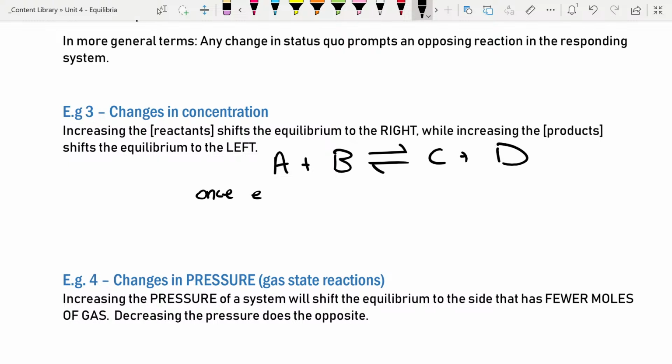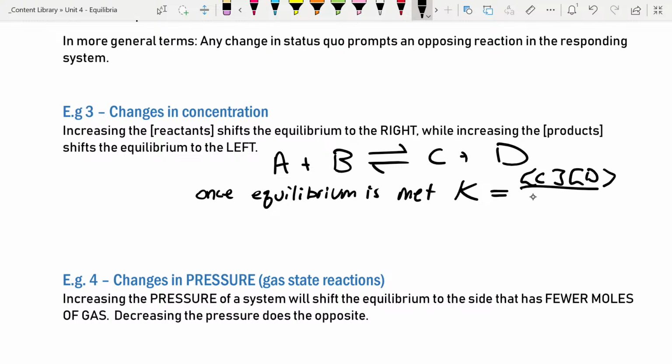Once equilibrium is met, we know that the ratio of the concentration of C to D divided by the concentration of A times B is constant, right? But now, what would happen if we added A? Let's say we add A into the equation. Now the denominator is too big. Does that make sense? Yep, you're good.